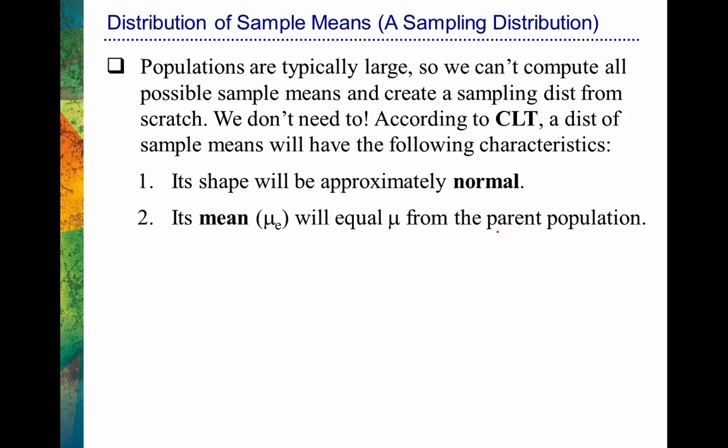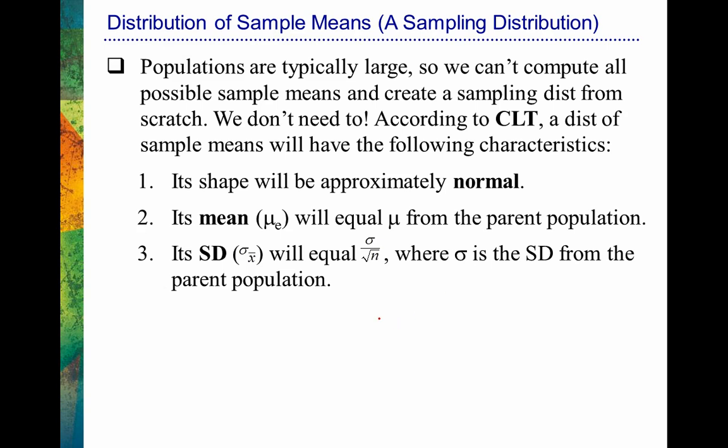So this distribution of sample means will have a mean. We often refer to its mean as the expected mean. That's why we see a mu sub e. The mean of that distribution of sample means will be equal to the mean from its parent population. So that's really easy for us to understand and for us to know. We just simply know that when we create the distribution of sample means, its mean will be equal to the mean of that parent population of individual scores.